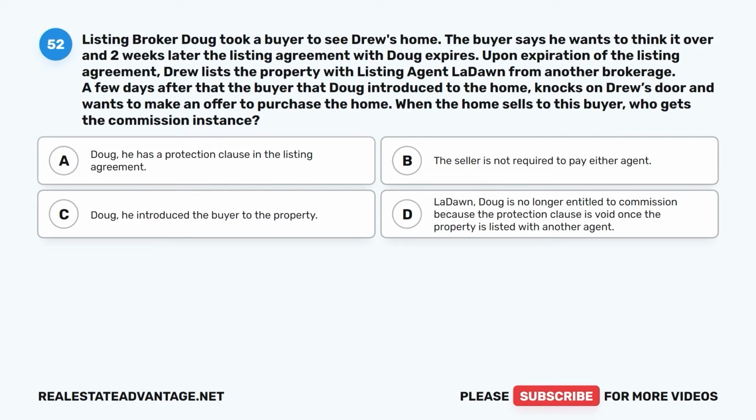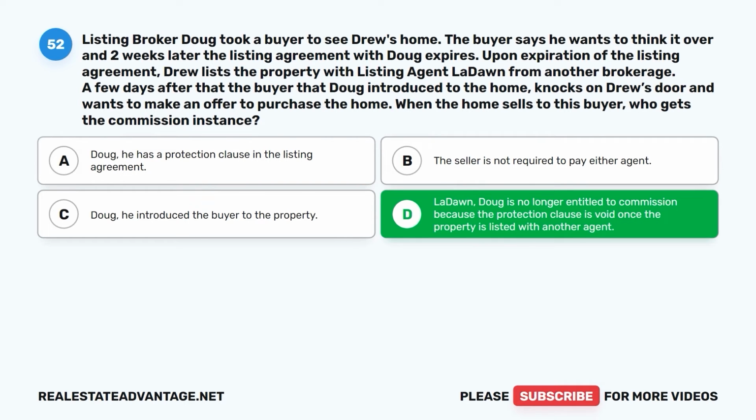A. Doug. He has a protection clause in the listing agreement. B. The seller is not required to pay either agent. C. Doug, he introduced the buyer to the property. D. LaDawn, Doug is no longer entitled to commission because the protection clause is void once the property is listed with another agent. The correct answer is D. LaDawn, Doug is no longer entitled to commission because the protection clause is void once the property is listed with another agent.